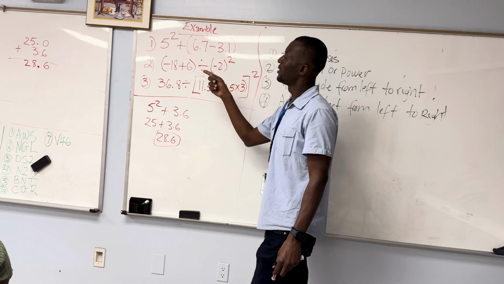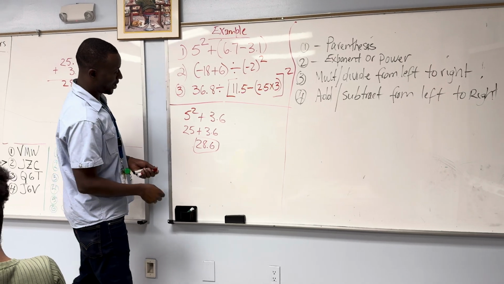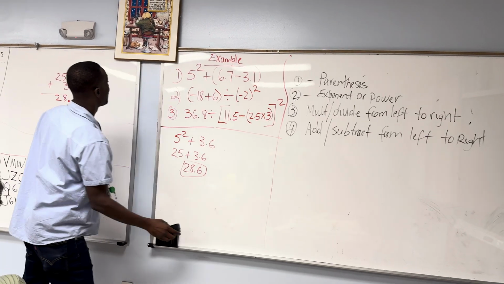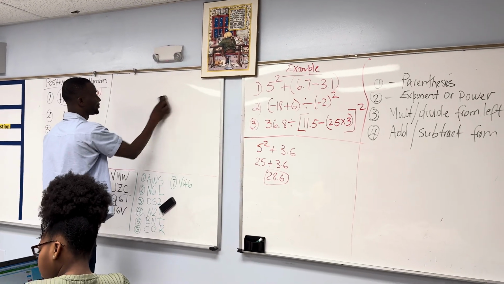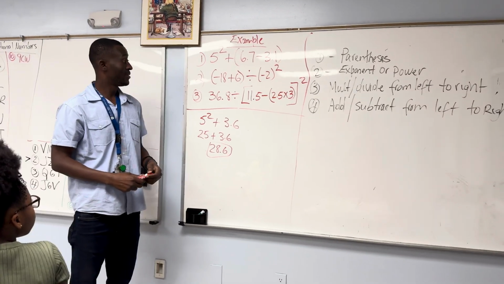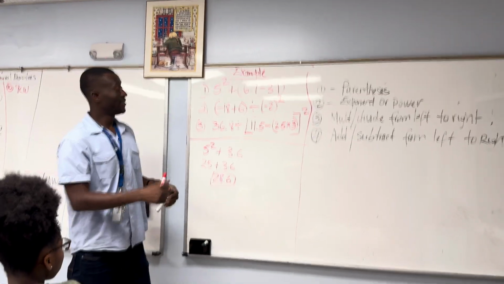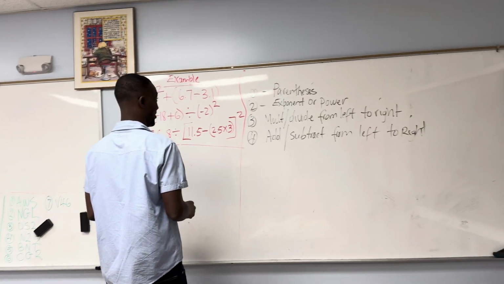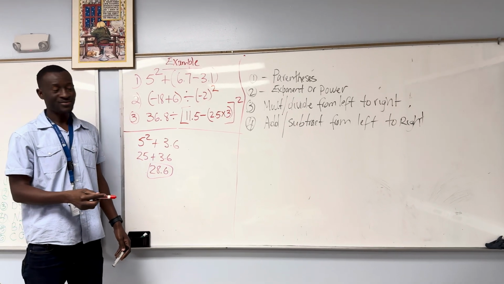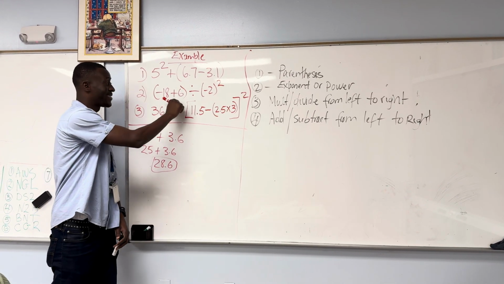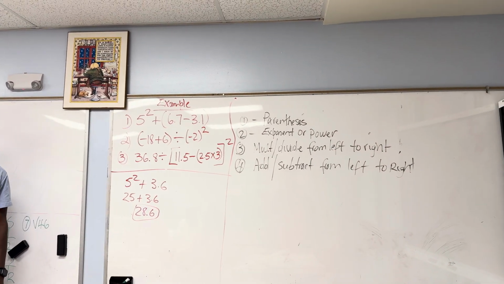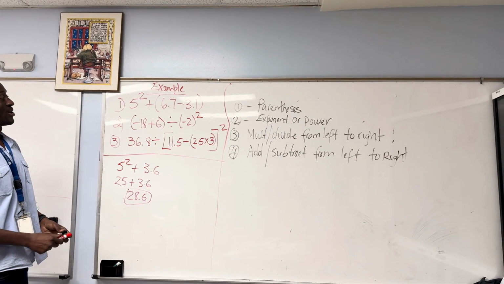Okay, let's go with the second example. You guys don't have any question with the first example. It's easy, right? Now let's work with the second one. We have parentheses negative 18 plus 6, divided by negative 2 to the second power. So which one do we work first? Any parentheses? Yes, there are parentheses. So let's work with the parentheses.